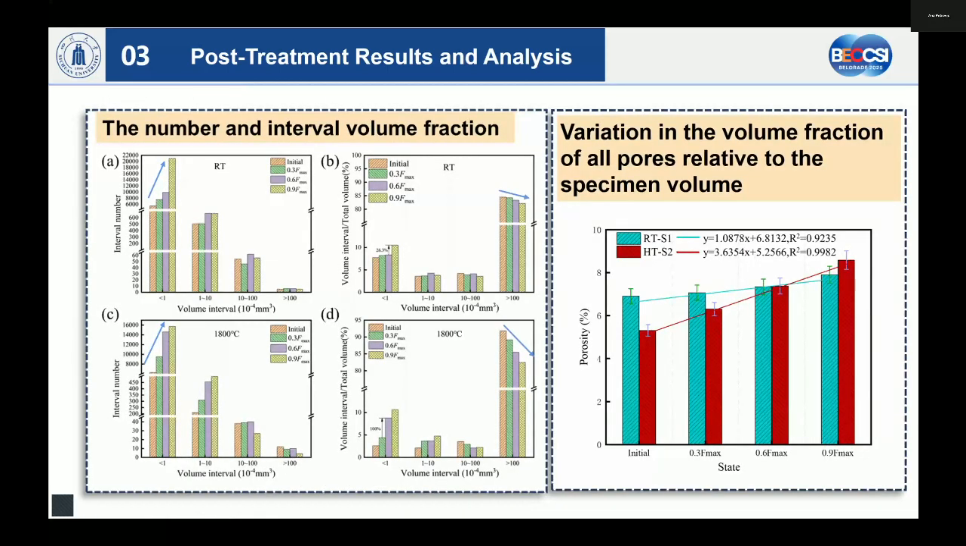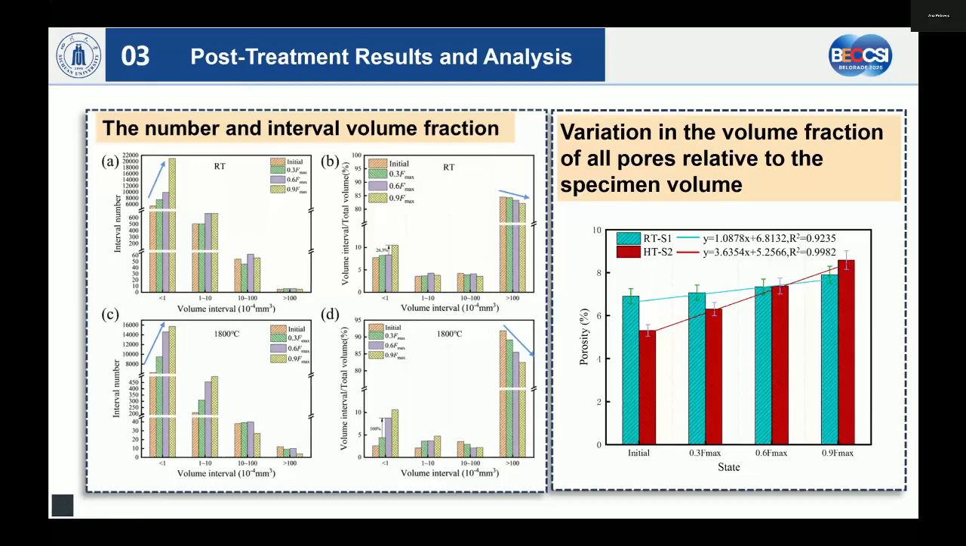Next, we continued to count the changes in the number of pores in different size ranges at different stages under two temperatures and their proportions in the total pore volume. Just as shown in the picture on the left, the results showed that the increase in porosity of this material, whether at room temperature or high temperature, is mainly caused by the rapid growth of small pores. However, the growth rate of both small and large pores is indeed faster at high temperature.